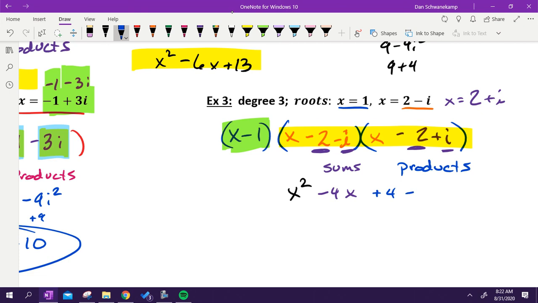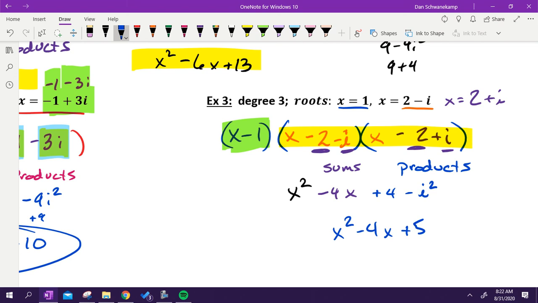It's 4 and then minus i squared. Sorry. Negative i times i. Great. Then we're going to simplify that thing. So I'm going to get x squared minus 4x. And then, Ben, what are you going to end up with there? Plus 5, because it's 4 minus a -1. That's 4 plus 1. That gets me plus 5. Okay, that is the original one.